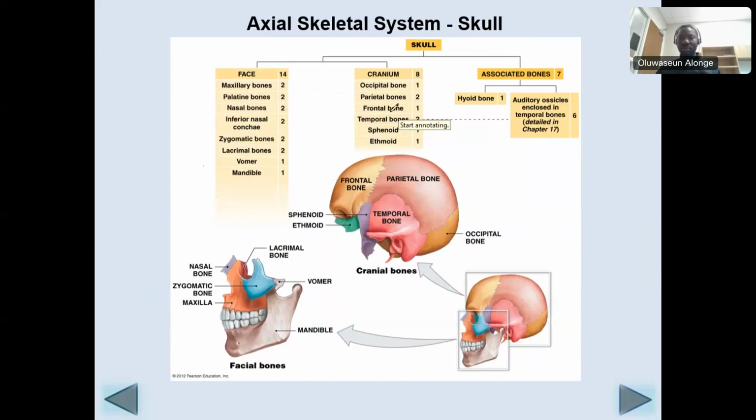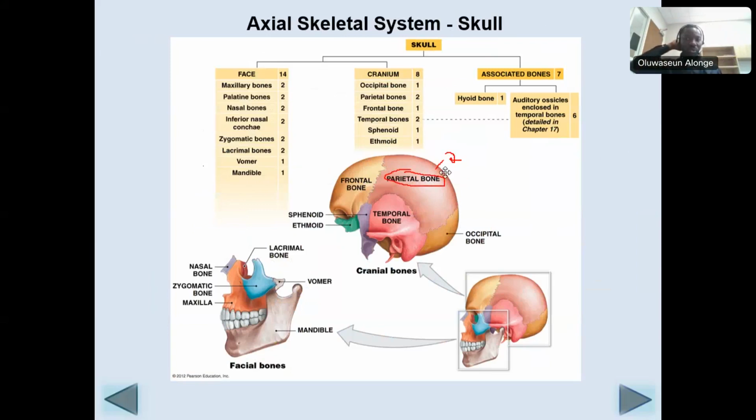Now, for the bones of the cranium, you have the parietal bone here. You have 2 parietal bones, one on the right lateral side and one on the left lateral side. So you have one on this side, one on this side. Those are 2 parietal bones. They are joined together at the middle by the sagittal suture, which I'll be talking about.